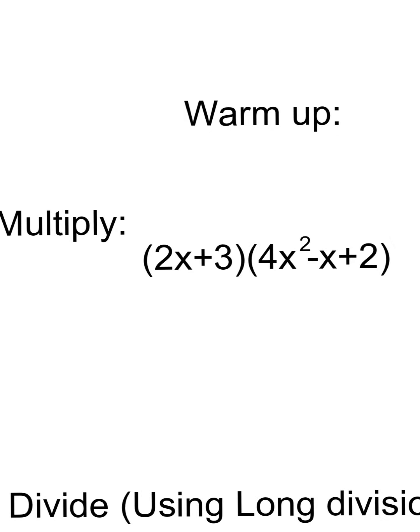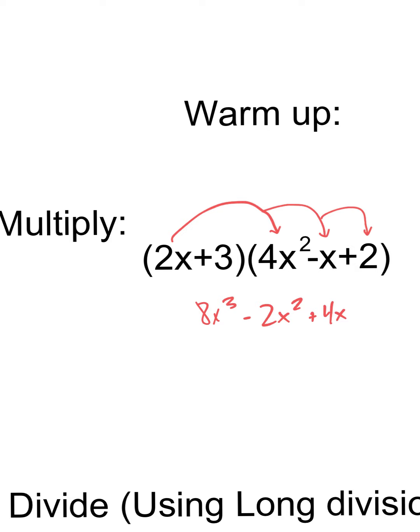Okay. So if I do have 2x plus 3 times 4x squared minus x plus 2, I kind of refer to this as double distribution, right? Because we got to multiply the 2x by each term in the other polynomial. So 2x times 4x squared is 8x to the third. And then 2x times negative x is negative 2x to the second power. And then 2x times 2 is positive 4x.